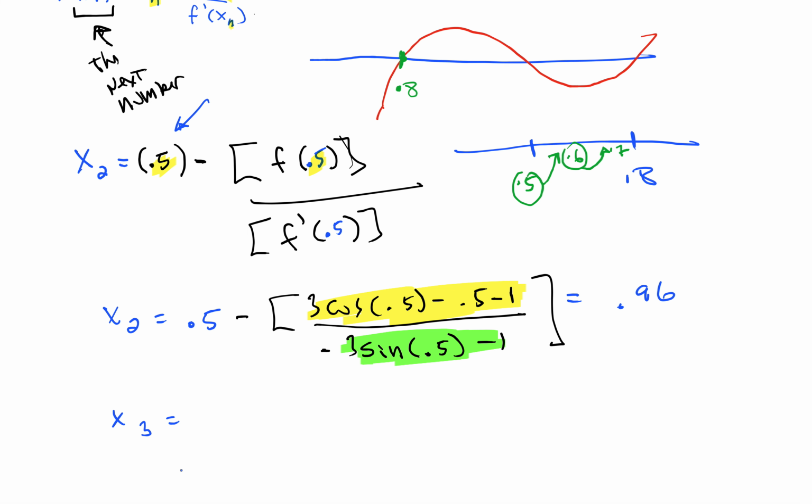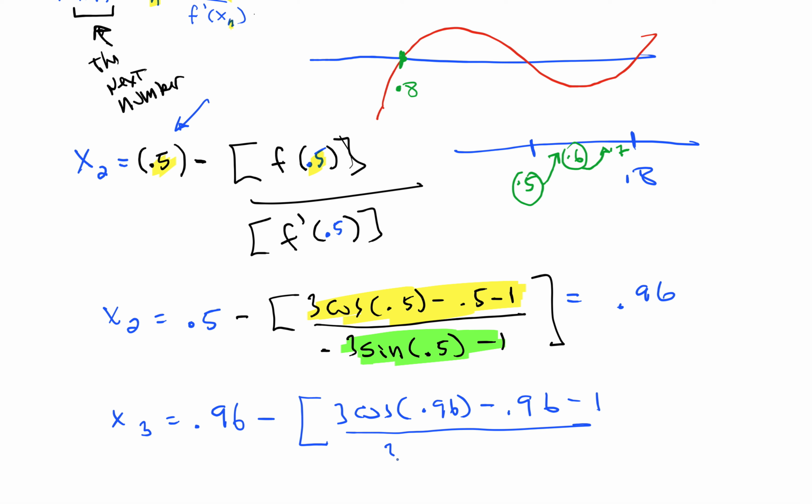Well, x3 equals 0.96, the previous guy, minus bracket 3 cosine the previous guy, minus the previous guy, minus 1 over 3 sine the previous guy. Oh, negative 3. Okay. And now we have our calculator, and we're going to set our x equal to 0.96, right?